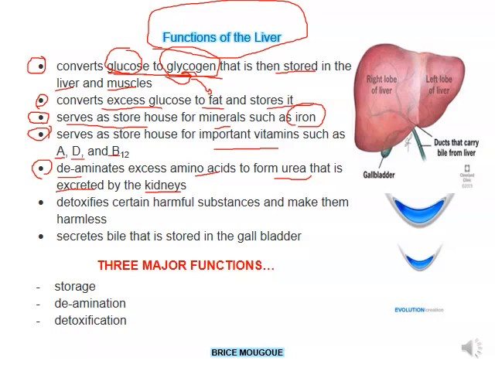Those are amino acids. The amino acids are the breakdown products of proteins. So they are further broken down by the liver if it's in excess, so that they can be sent out in the form of urea, which is toxic.